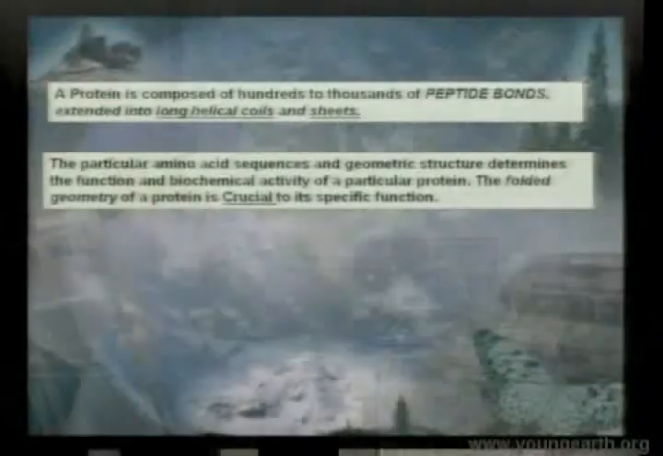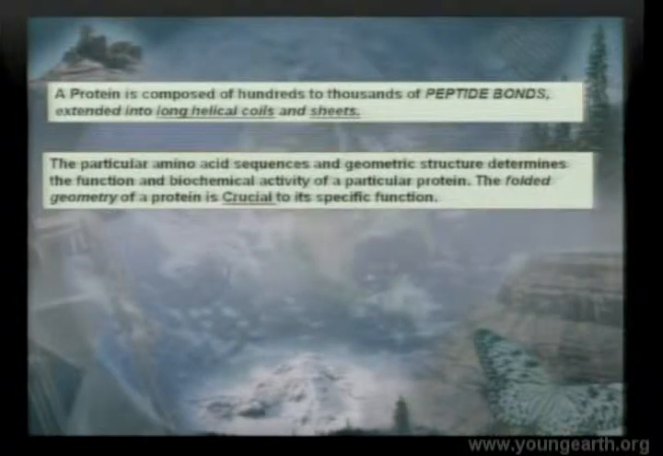And all of these amino acids of the 20 get all paired off in the right way and make the right structure for a protein, and it just goes on and on. So what's a protein? Well, it's composed of hundreds of thousands of what we call peptide bonds. I'll tell you what a peptide bond is in a minute. Okay? It's encoded in long helical coils or sheets or a combination of both.